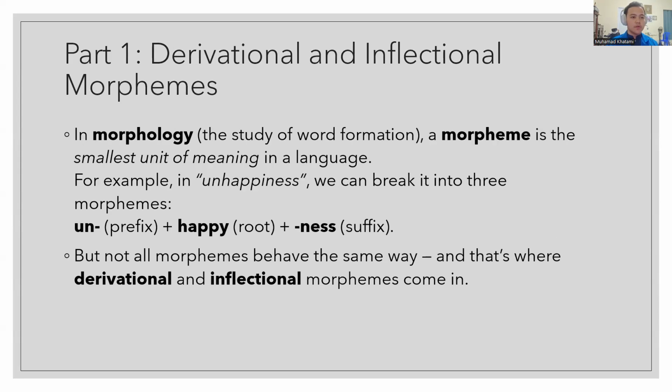For the first one, the derivational and inflectional morphemes. In morphology, the study of word formation, a morpheme is the smallest unit of meaning in a language. For example, in unhappiness, we can break it into three morphemes. For the first one, un is the prefix, happy is the root word, and lastly, ness is the suffix. But not all morphemes behave the same way, and that's where derivational and inflectional morphemes come in.